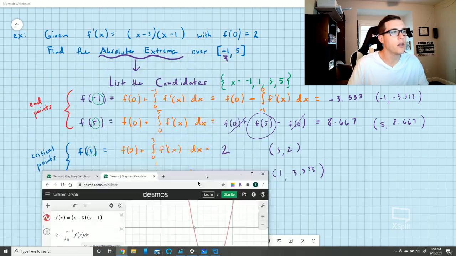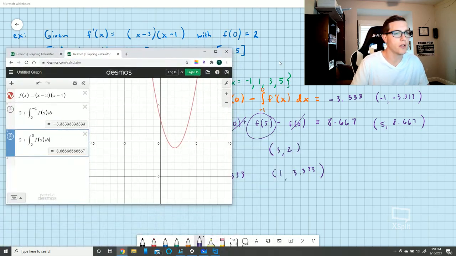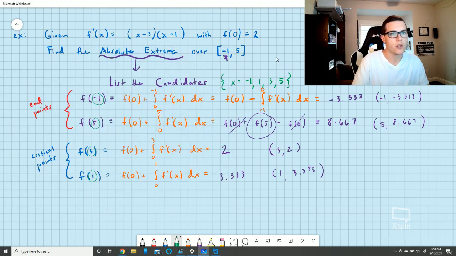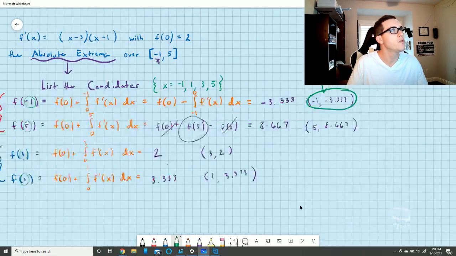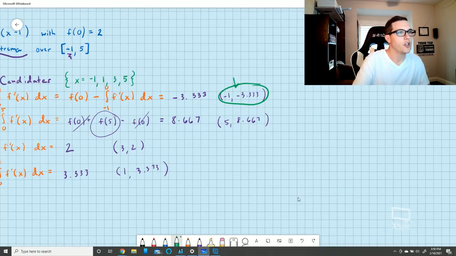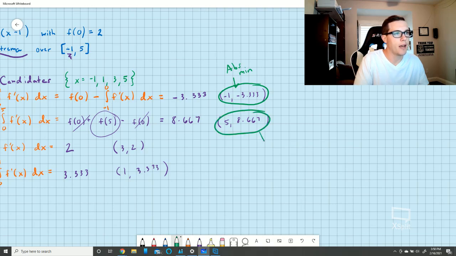So finally, you just get to do an analysis and see which one's the highest, which one's the lowest. So it looks like this one right here. Sorry, this one right here. There's your absolute min. It happened at the endpoint. And where's the absolute max? I gave a boring problem. The absolute max happened at the endpoint also. That's okay.